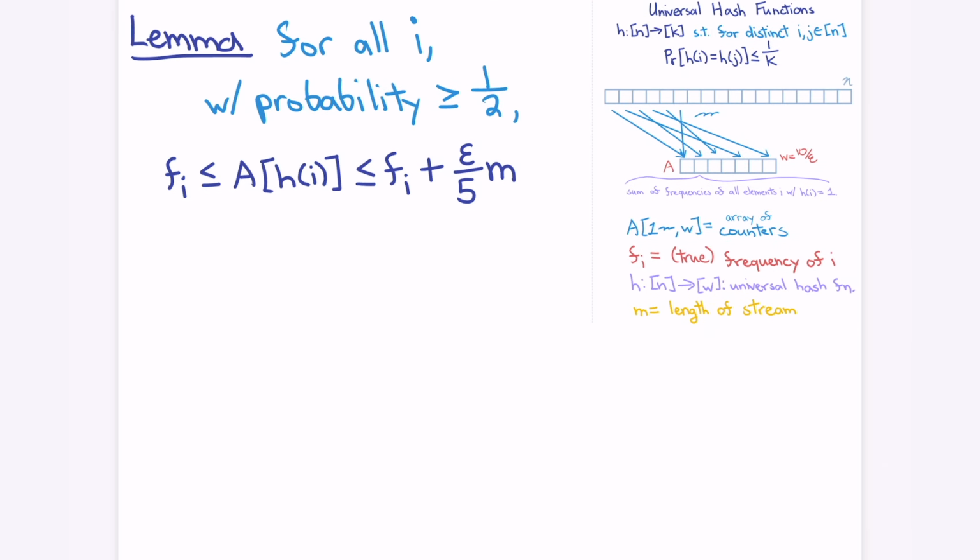Okay, so here's our main lemma actually. For any particular key i, with probability at least one half, I'll return an estimate that's at least the true frequency, and at most the frequency plus epsilon over 5 times the total stream. The total number of elements with repetition is the length of the stream, m.